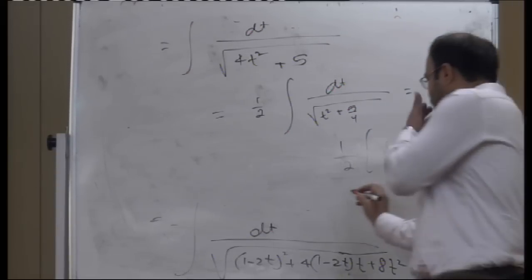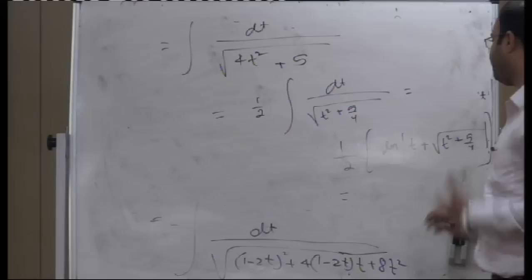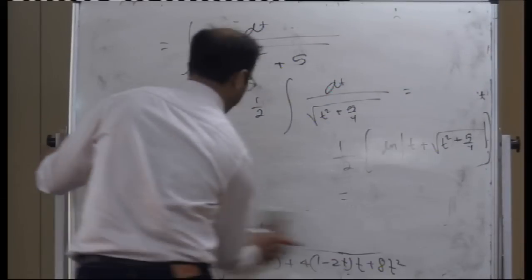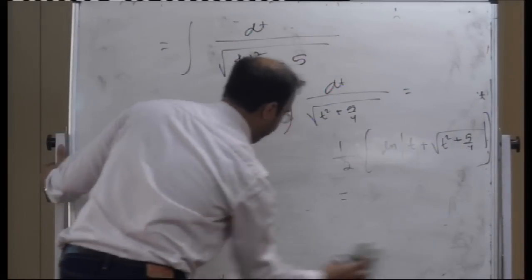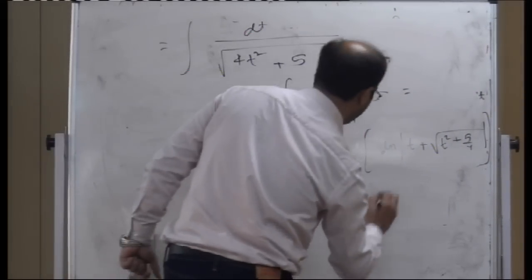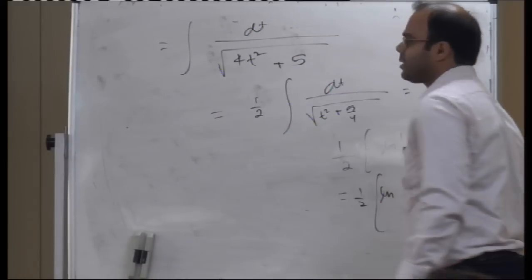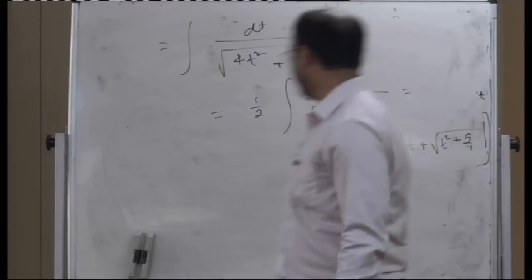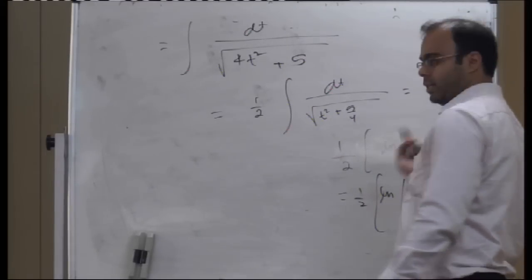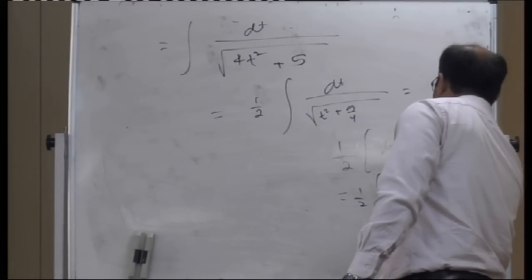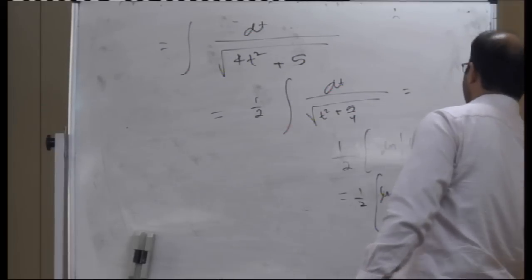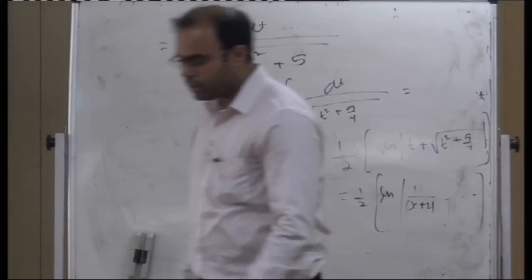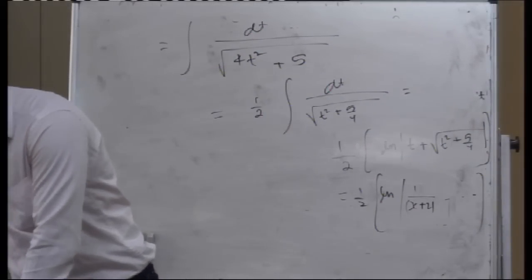And then you can write it as 1 by 2. We took t as x plus 2, the linear term, right? So 1 by x plus 2. So this will become 1 by x plus 2; you will put t as 1 by x plus 2 and you can solve this part.